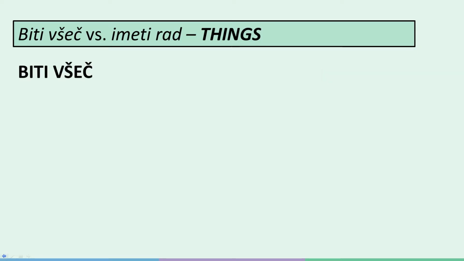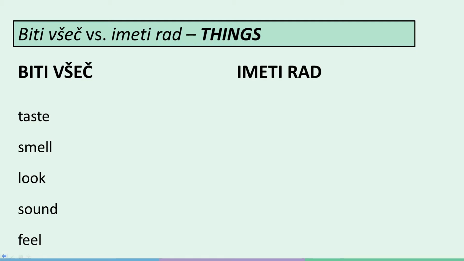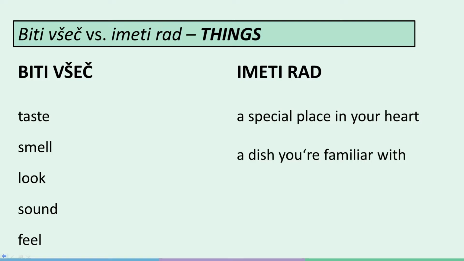With things, biti všeč implies you enjoy the taste of something, the smell of something, or the look, sound, or feel of something. With imeti RAD, it means you're attached to an object, or an object has a special place in your heart or makes you feel a certain way. If we're talking about food, we use imeti RAD for dishes you're familiar with. You can't use imeti RAD with a dish when you try it for the first time. You would describe that with biti všeč, and if you experience the biti všeč part on several occasions when having the same dish, you can then use imeti rad to describe that you like it in general.